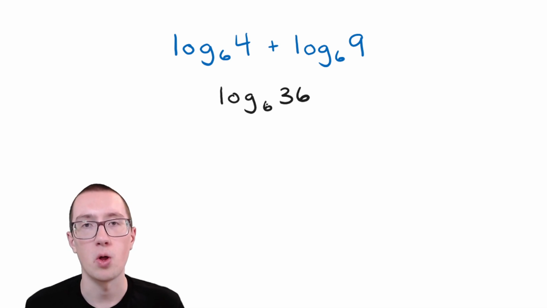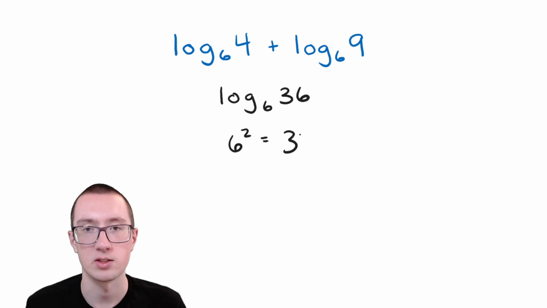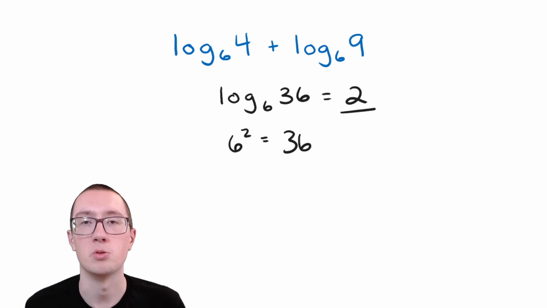But just remember that a log is the opposite of an exponent. It's what exponent you need to put on the small number to get the big number. So in this case, we would need to put an exponent of 2 on a 6, because 6 squared makes 36. So that means that our logarithm is equal to 2, and 2 is our final answer.